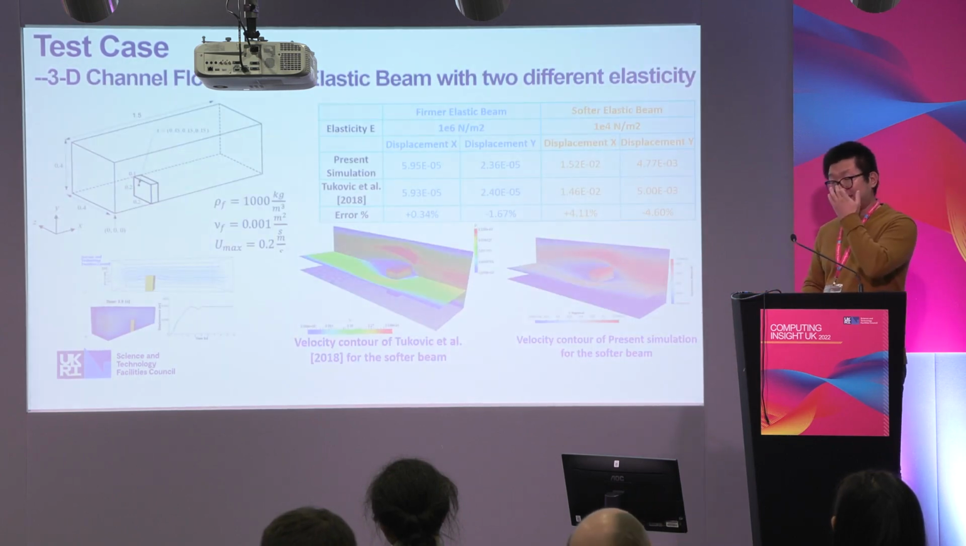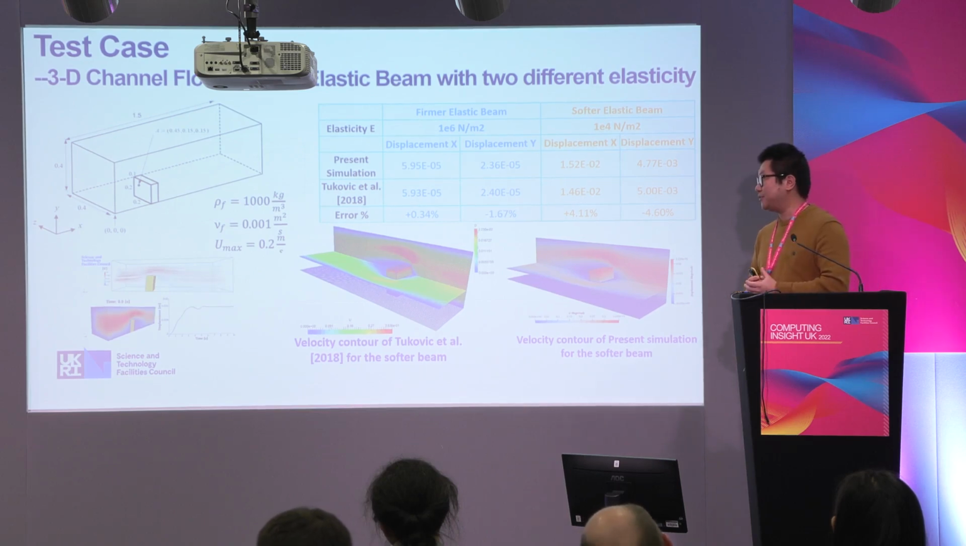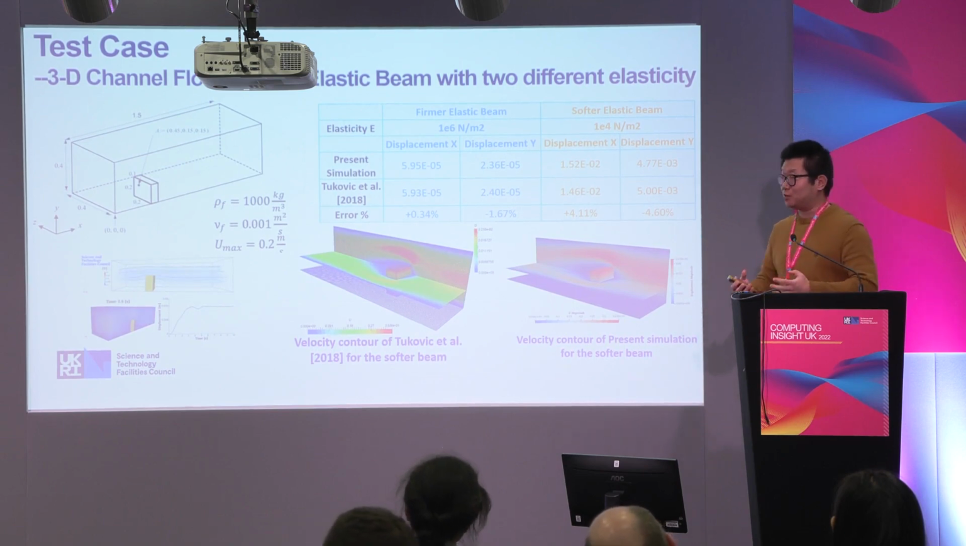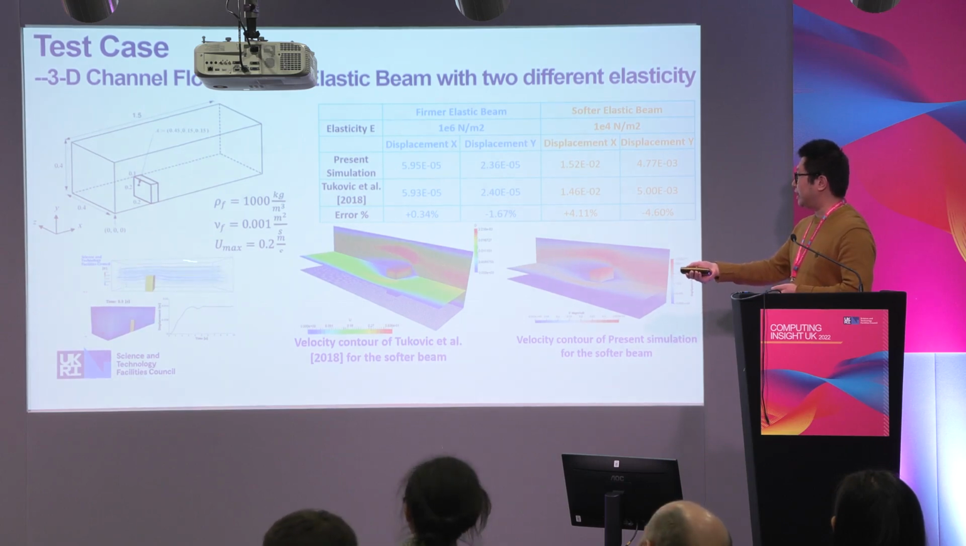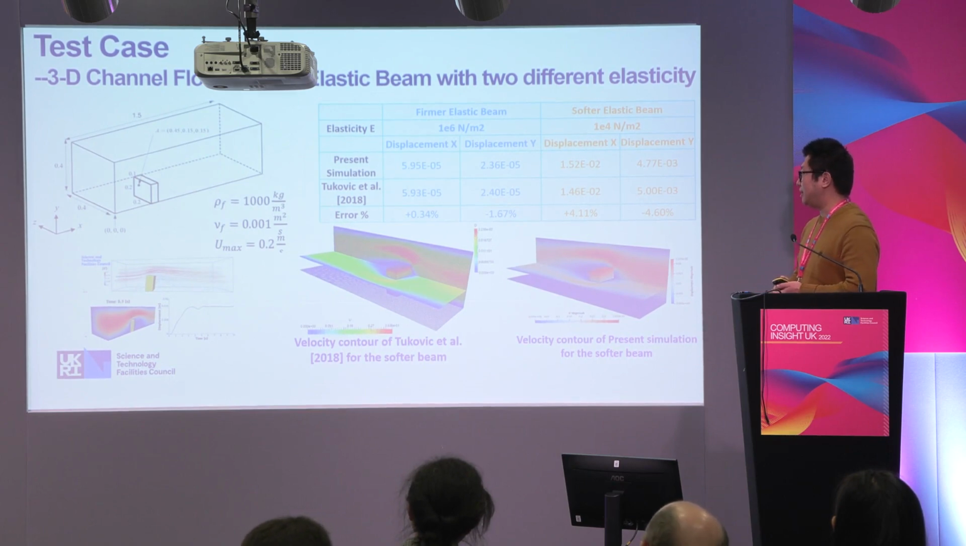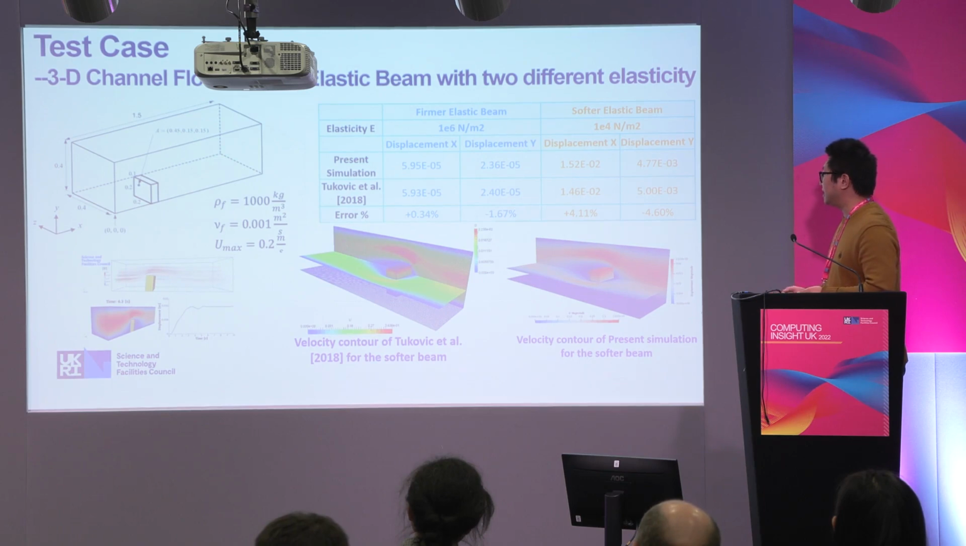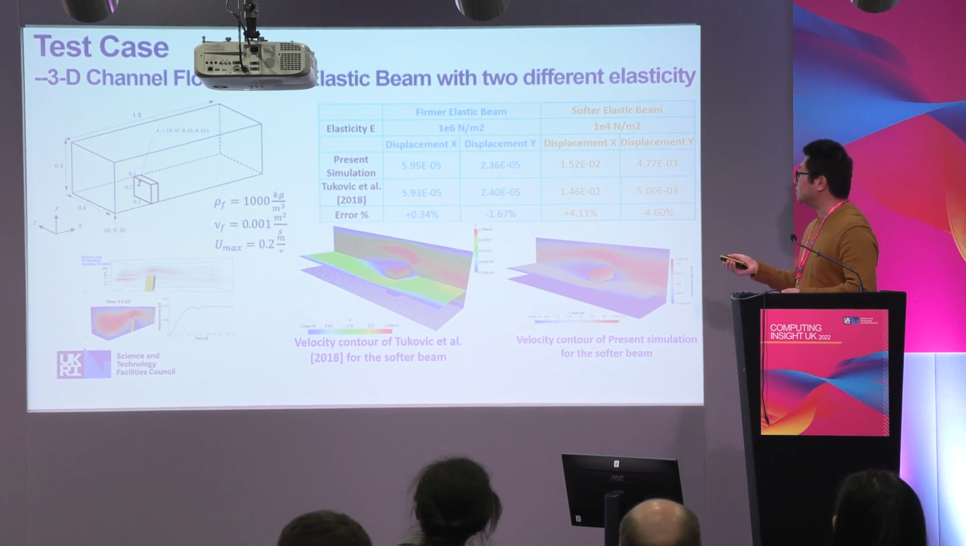And the next test case is a three-dimensional case. It's a flow past a flexible beam. We compared our results with the published data. And you can see this animation shows how it looks in the time history. And we also compared our velocity contour with published data. It's qualitatively in the ballpark.